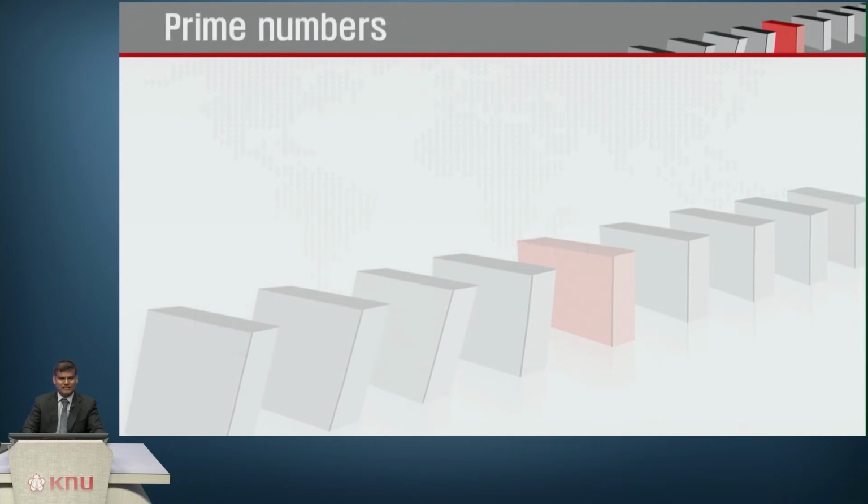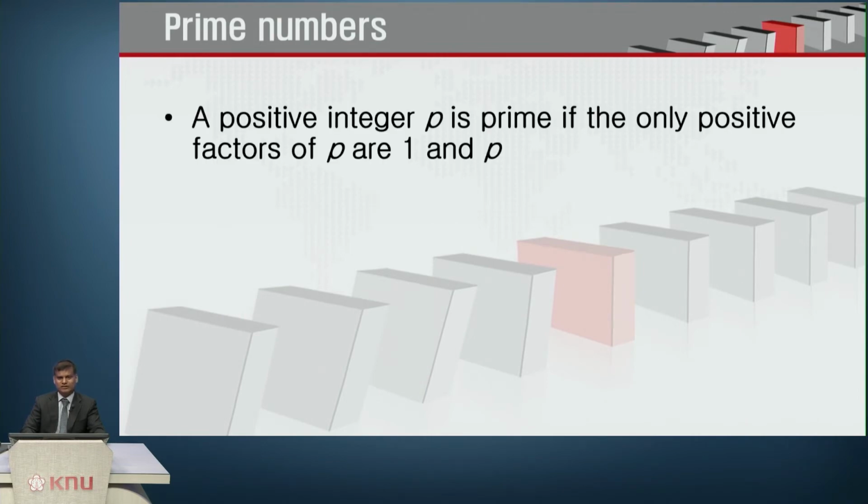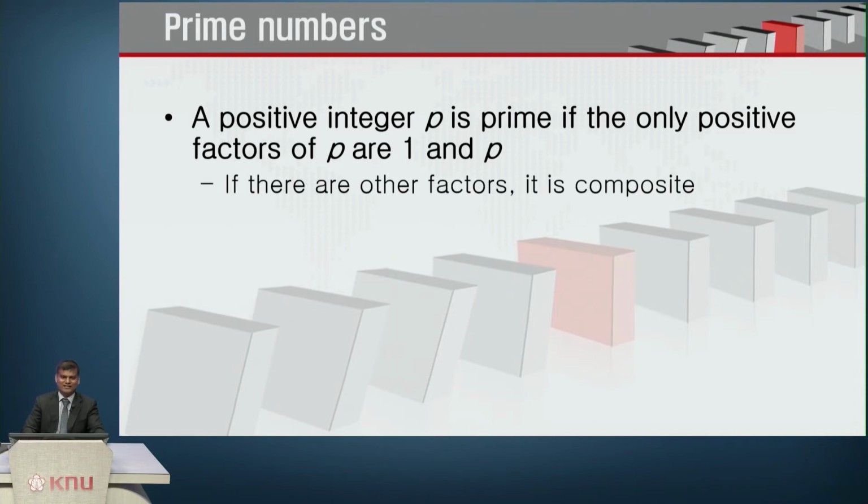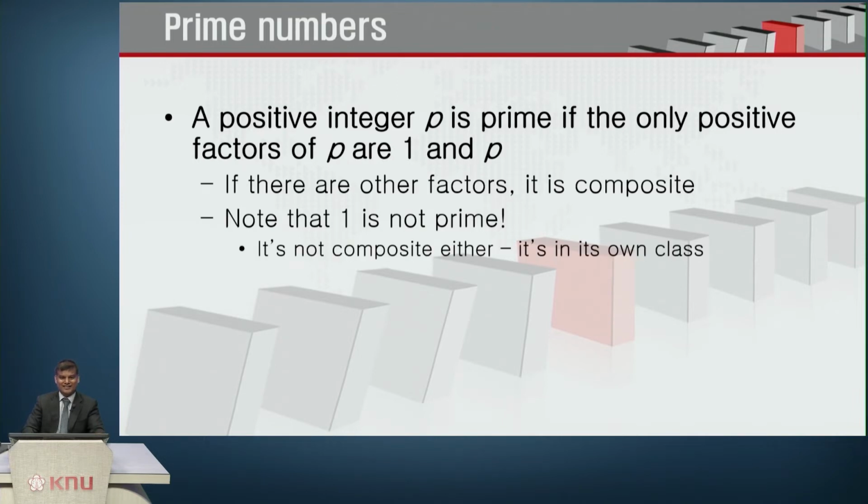With this thought, let's move on to prime numbers again. Let's start with the basic definitions. The positive integer p is prime if the only positive factors of p are 1 and p. That's the very famous definition of prime numbers. We know that if there are other factors, it becomes a composite number. Moreover, note that 1 is not a prime. 1 has its unique features. It has a unique class. It's not a composite number either.